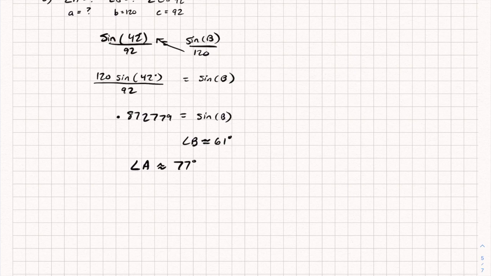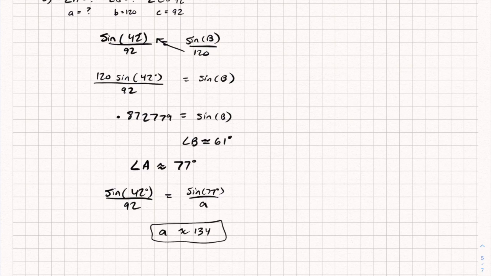And using this, we can now find little a by setting up, again, our given, sine of 42 over 92 is equal to sine of 77 over little a. And then cross multiplying and dividing, we'll get that little a is approximately 134. Now, this is all just the information for the first triangle.